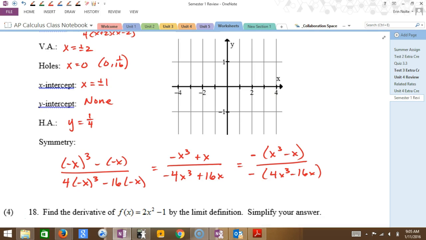So this is one of the very, very, very few instances where you have basically a cubic, but it is in fact an even function. It's symmetrical over the y-axis, just because of the ratio, the fraction.